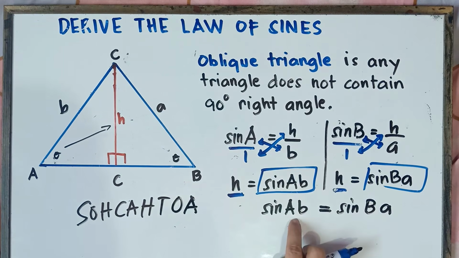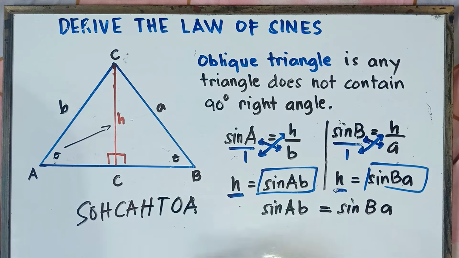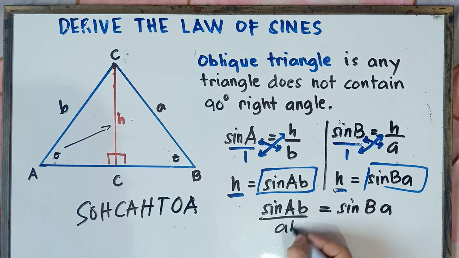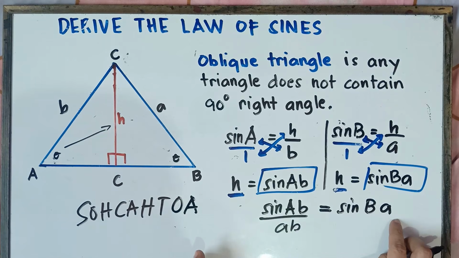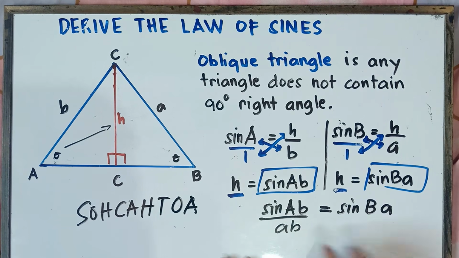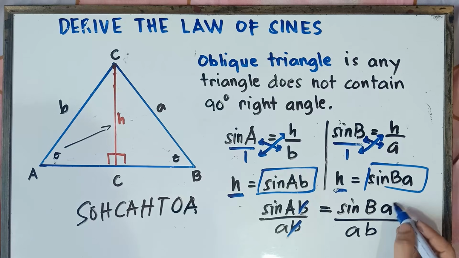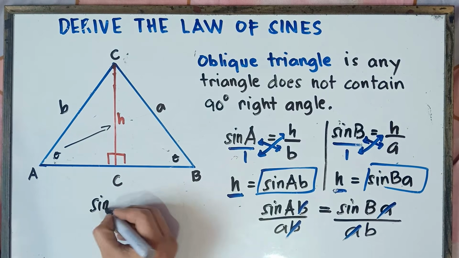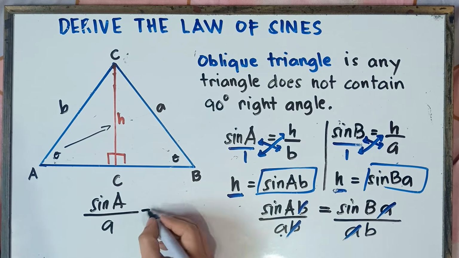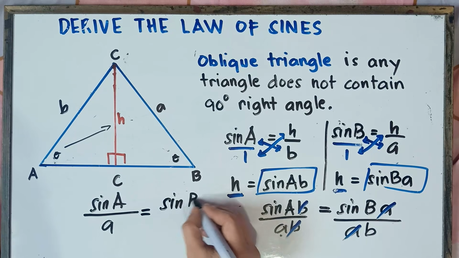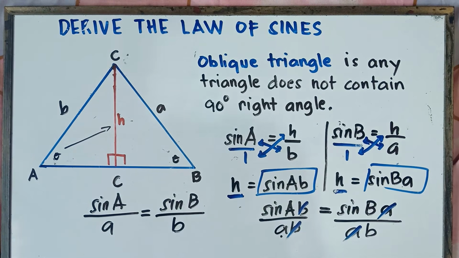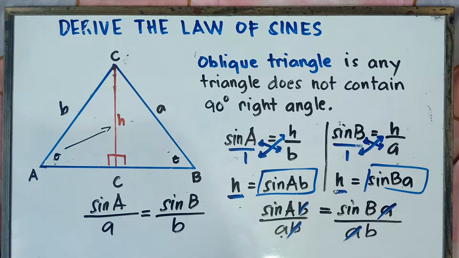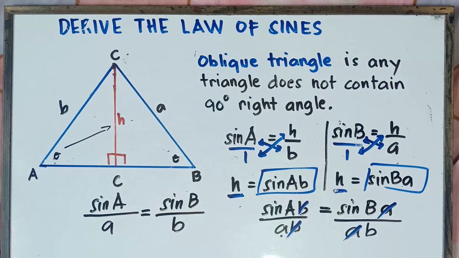Now, since you have B on the left side and A on the right side, to make the equation balance, we can divide both sides by AB. Divide by AB, and then you can cancel this out. Cancel A. Therefore, we can say that sine angle A over A is equal to sine angle B over B. And that would be our first two ratios with regards to the law of sines.